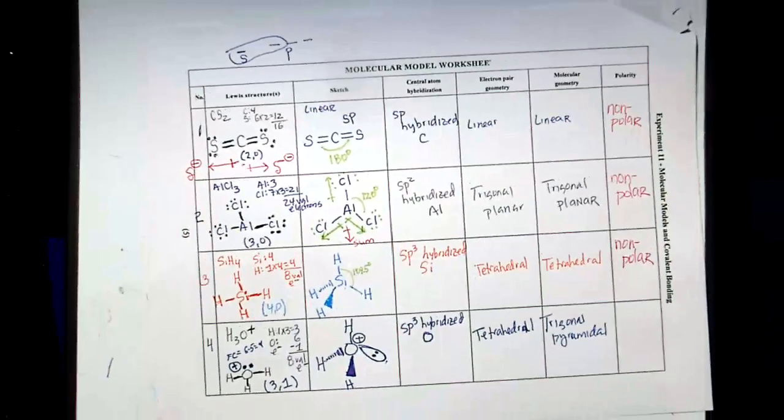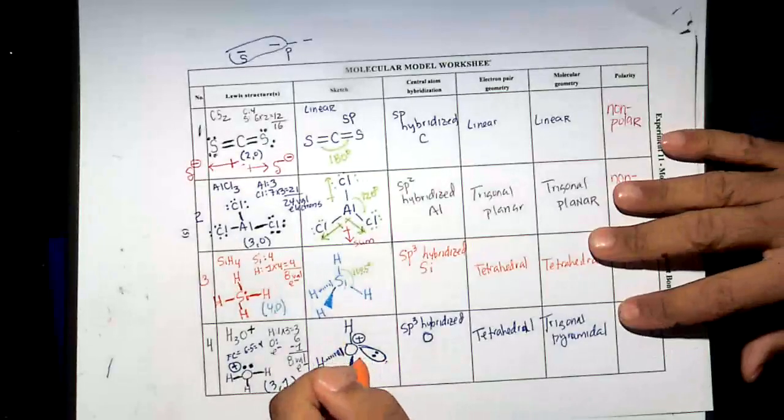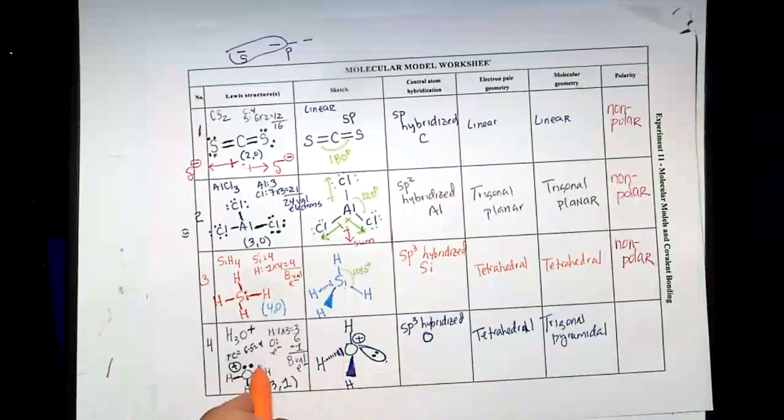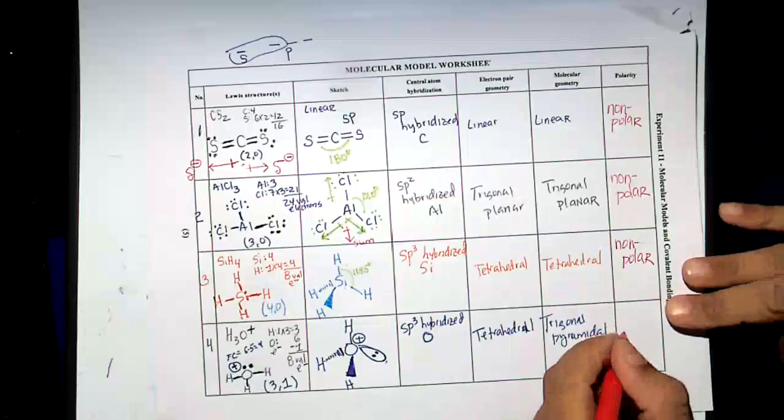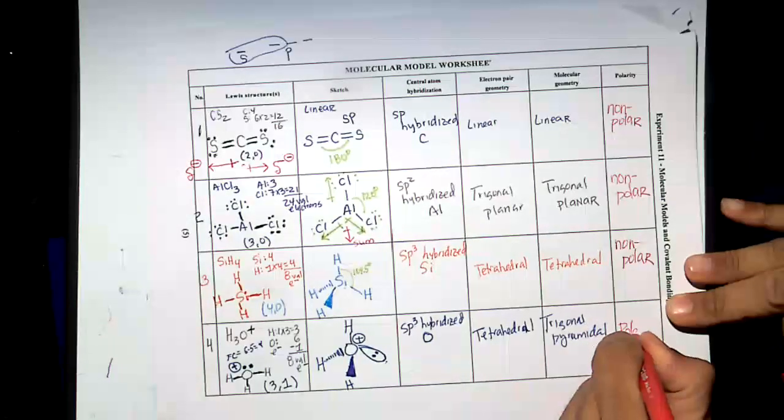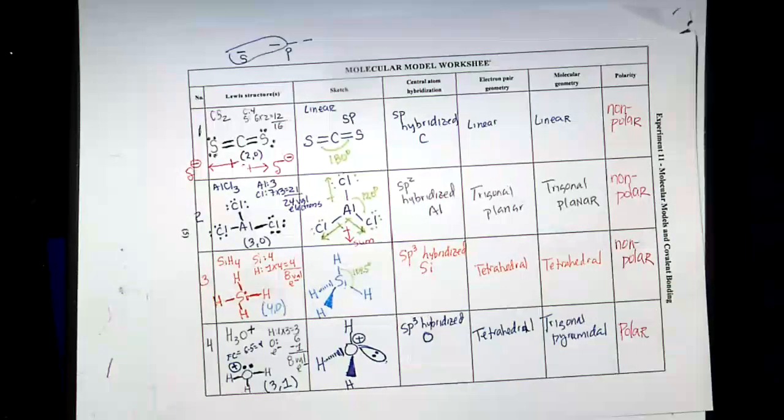All right, is this polar or non-polar? Okay, it's polar. First of all, there's no symmetry. There's that electron sticking out like a sore thumb. This is definitely polar. This is a polar molecule.